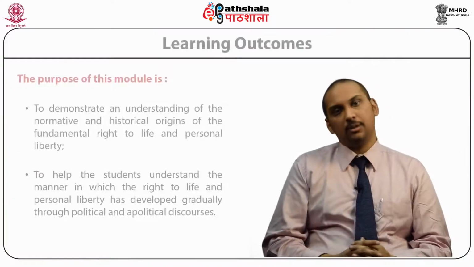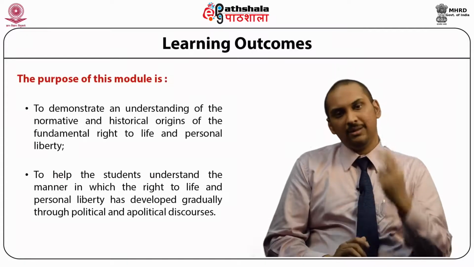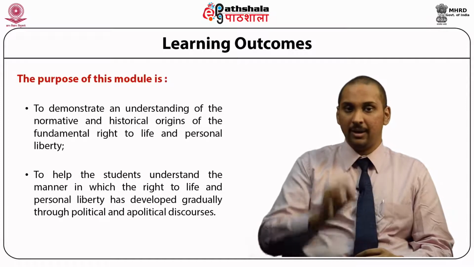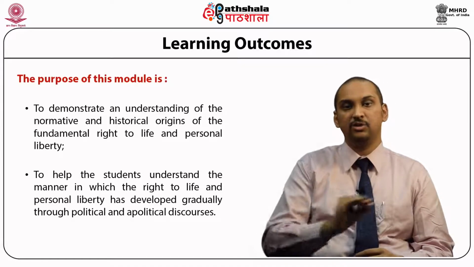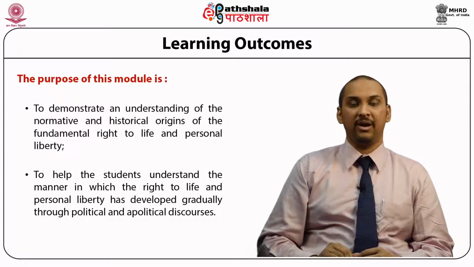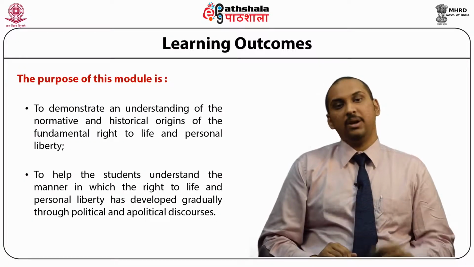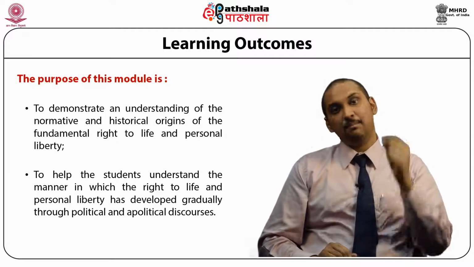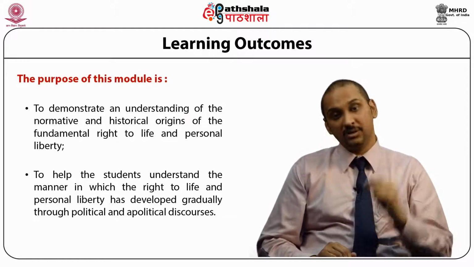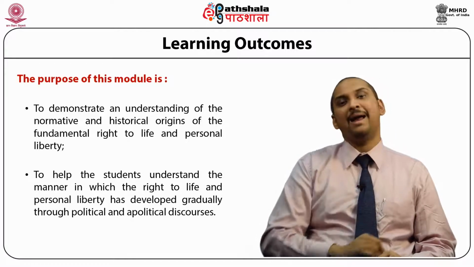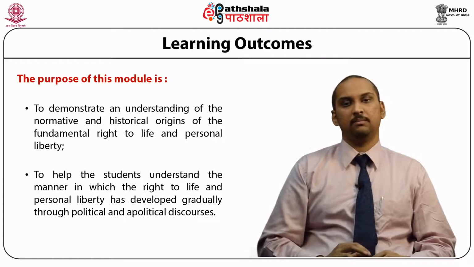Now, what are the learning outcomes of this module? Well, there are two learning outcomes. The first one is to demonstrate an understanding of the normative and historical origins of the fundamental right to life and personal liberty. The second learning outcome is to help the student understand the manner in which the right to life and personal liberty has developed through centuries and through political and apolitical discourses.